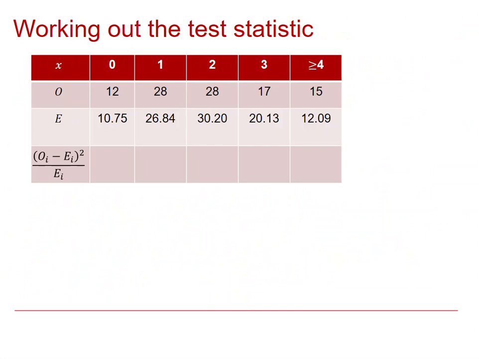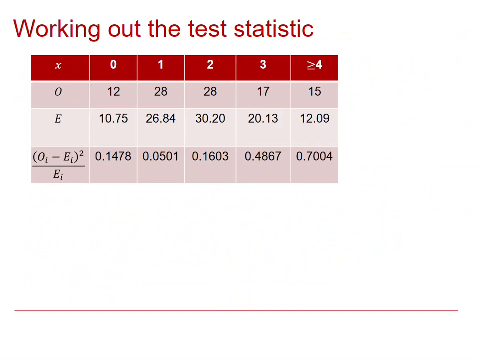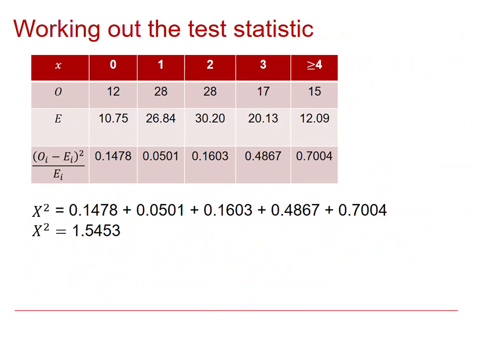The next thing we're going to do is calculate the test statistic. So for each O and E, we're going to calculate (O minus E) squared over E, which I've calculated here. In order to calculate our test statistic, we're going to add those values together, which gives us a value of 1.5453.